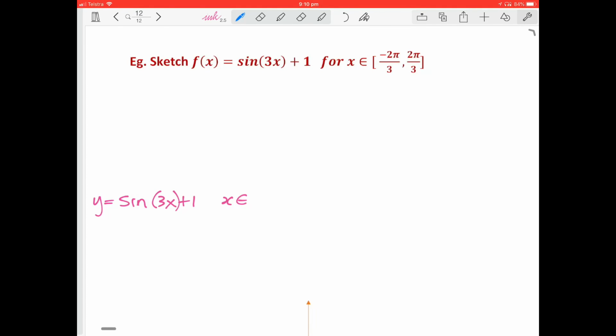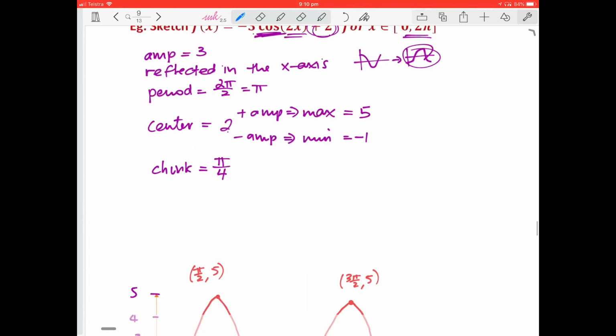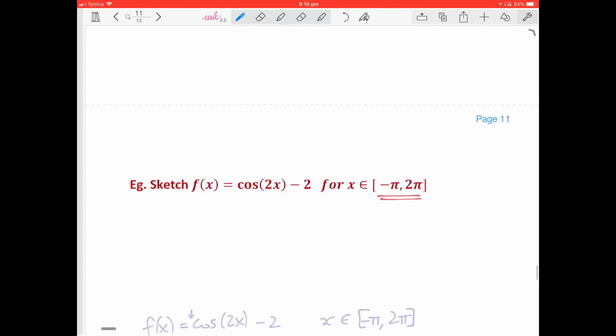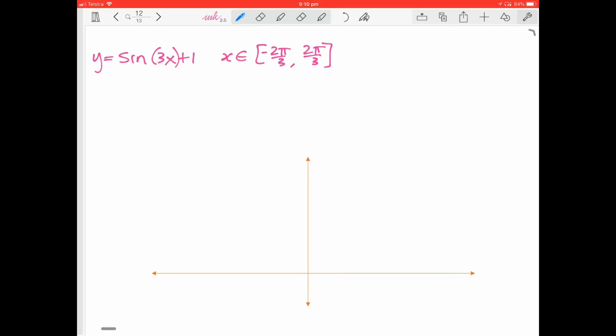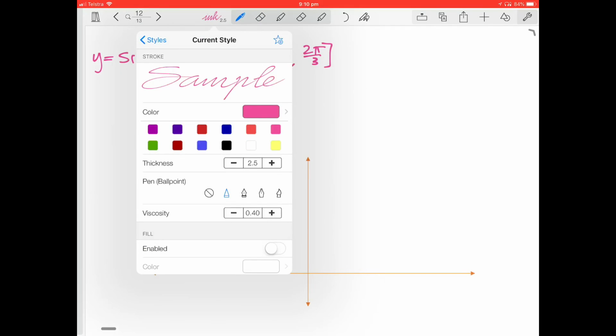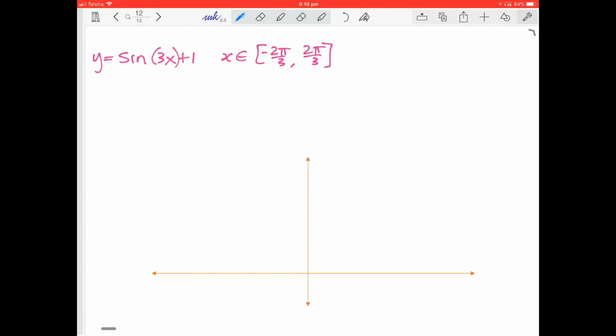For x as an element of negative 2 pi on 3 and 2 pi on 3. Now this one seems like it's awful, but it's actually not. We just got to follow the chunk method.